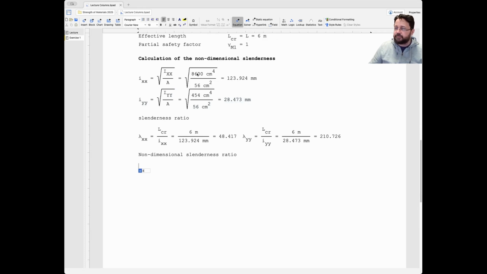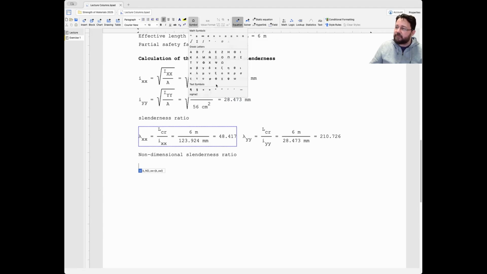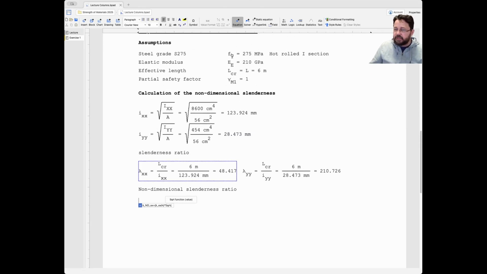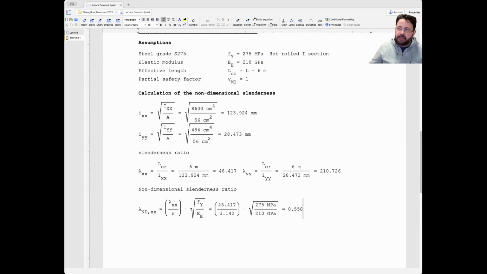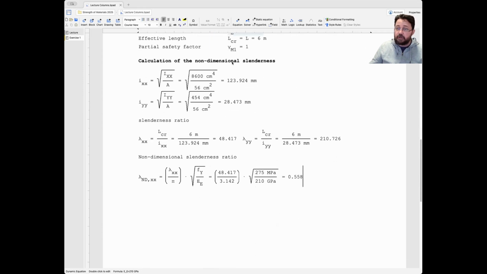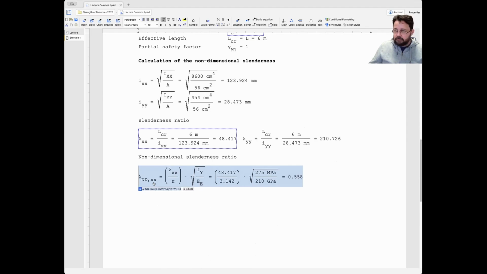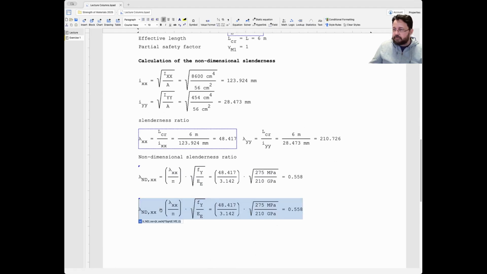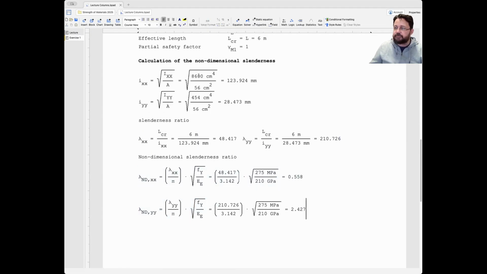The non-dimensional slenderness ratio, let's write it down. I'm going to call it lambda bar xx, and that's going to be this slenderness divided by pi. It's beautiful, the process of how they come up with these formulas. Times the square root of the strength of the material divided by the modulus of elasticity. This is the non-dimensional slenderness ratio. And then for y, I need to use this one.